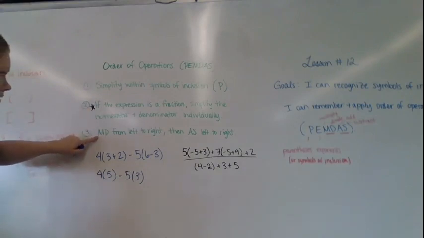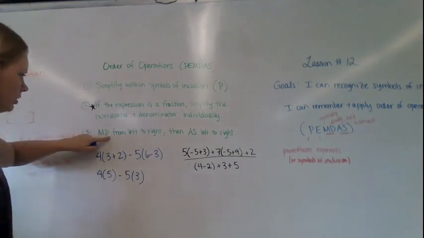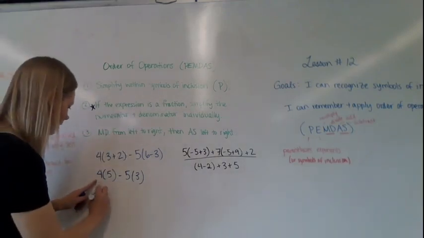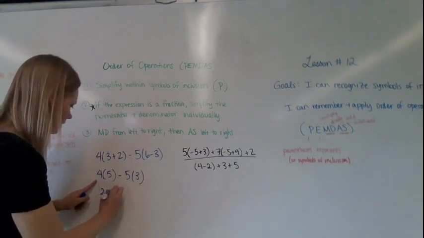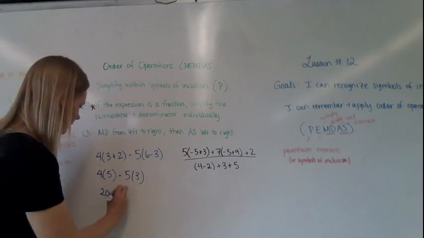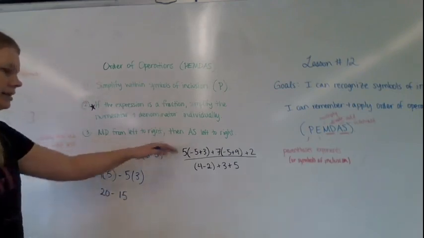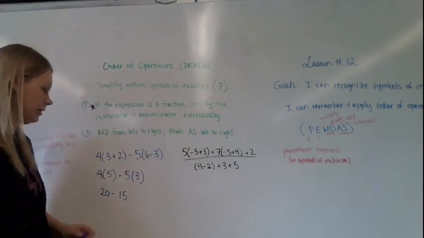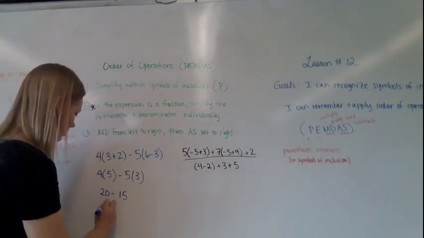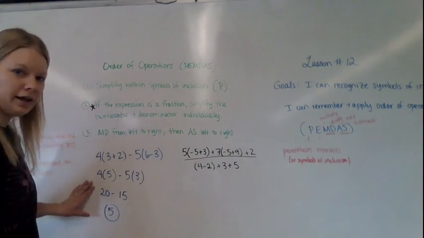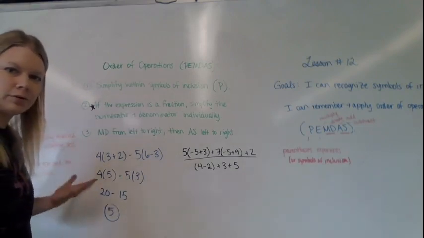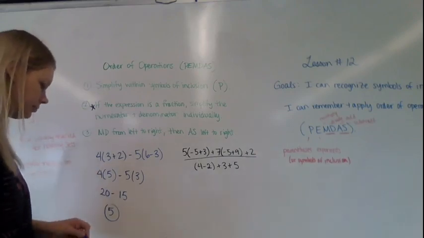Next, I'm going to do any multiplication or division from left to right. So we've got 4 times 5 is 20. I'm just going to copy the minus sign for now because that'll be the last step. And then 5 times 3 is 15. Lastly, I'll do any addition or subtraction from left to right. And all I have left at this point is 20 minus 15. So my answer is 5. And this is the kind of work that you should show step by step as you work through your order of operations.